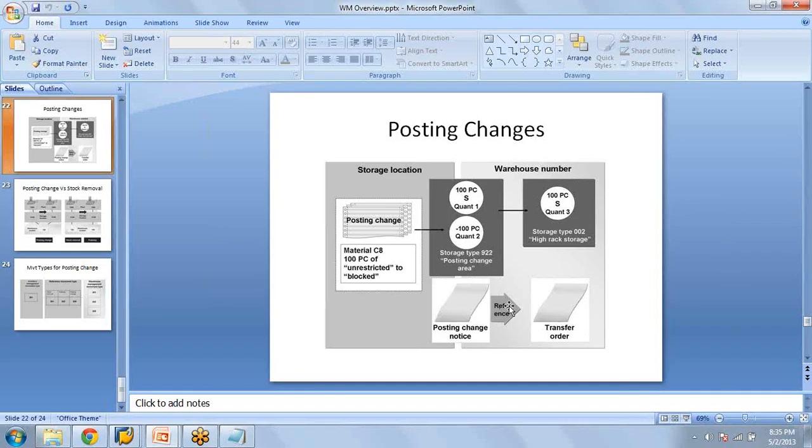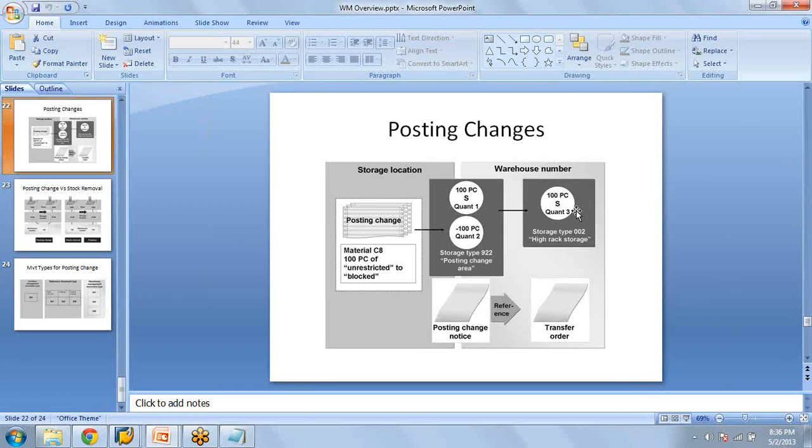And now with respect to the posting change, you create a transfer order. Finally, the storage bin stays as it is. In this example, they want to transfer the material from unrestricted to blocked stock. So a posting change notice is created, and when you do the transfer, the system is changing the quant characteristic. Got it? Yes. So earlier it was normal stock, now it's blocked stock.